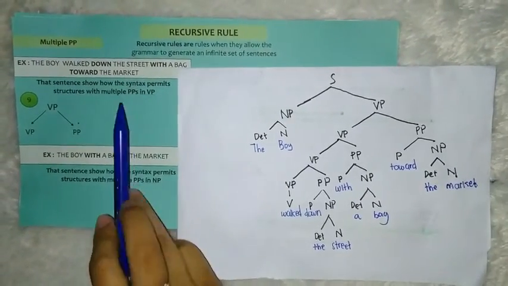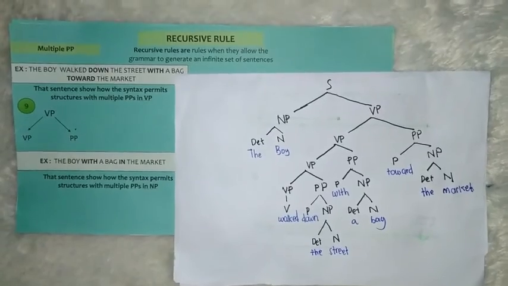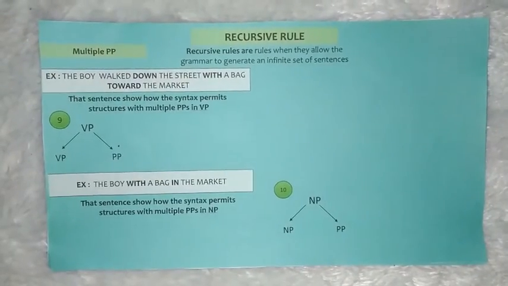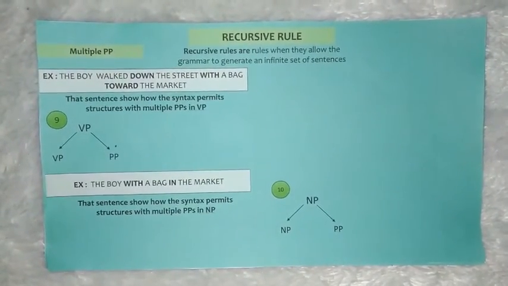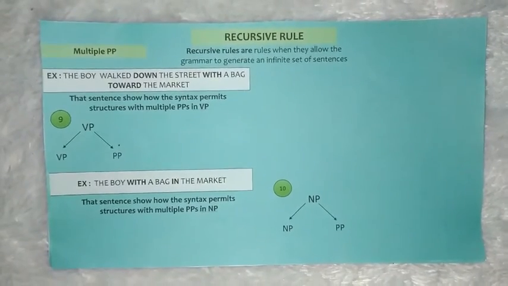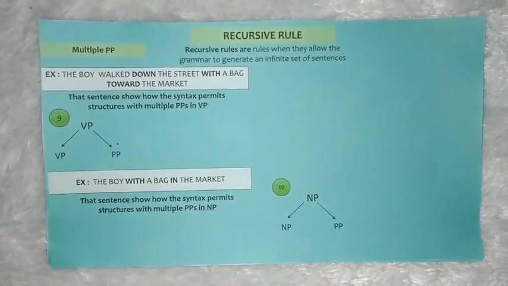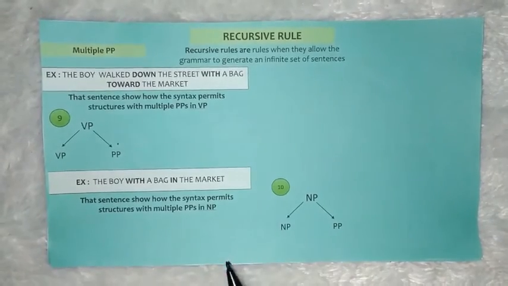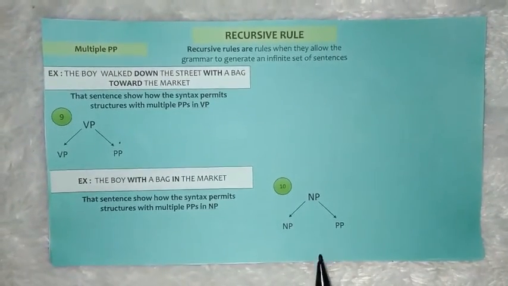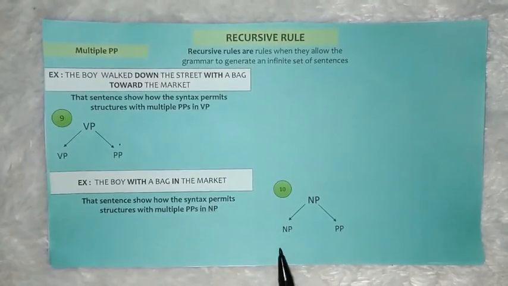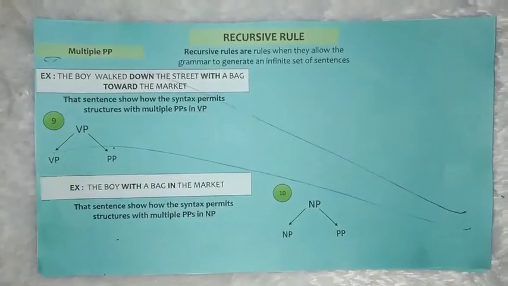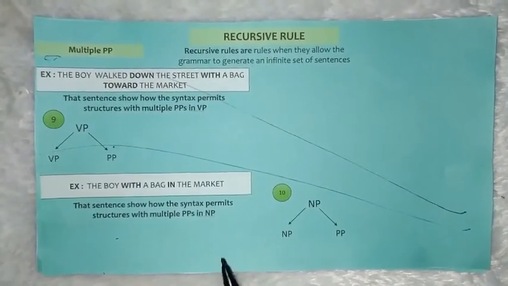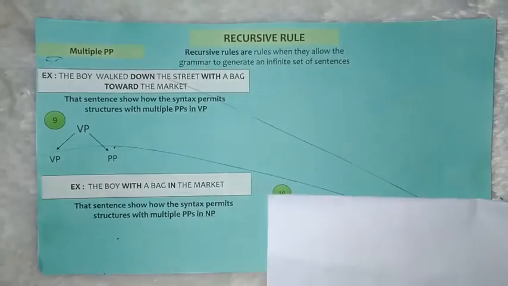So if we transfer this, it's gonna be like this. We're gonna talk about another recursive rule, but now we have multiple prepositional phrases in the noun phrase, because here is multiple prepositional phrase but in verb phrase, so here in the noun phrase. So the formula is like this: noun phrase with noun phrase and prepositional phrase. So we're gonna transfer this sentence into the tree.